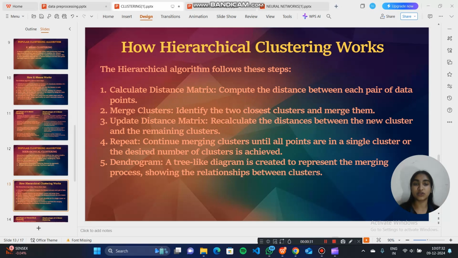Working of hierarchical clustering: first, calculate distance matrix, compute the distance between each pair of data points. Second, merge clusters, identify the two closest clusters and merge them. Third, update distance matrix, recalculate the distance between the new cluster and the remaining clusters. Fourth, repeat, continue merging clusters until all points are in a single cluster or the desired number of clusters is achieved. Fifth, dendrogram. A tree-like diagram is created to represent the merging process, showing the relationship between clusters.